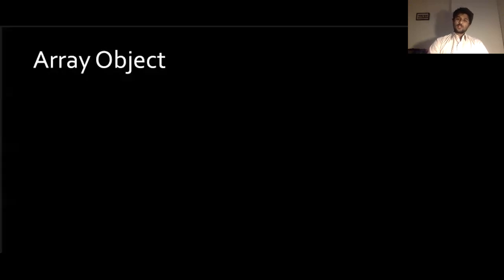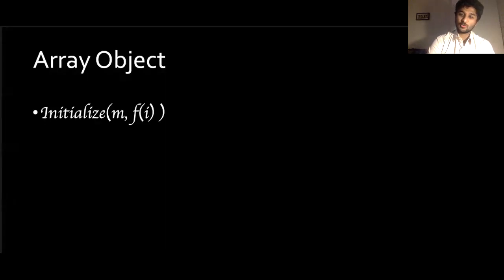What is the array object? It's a data object that supports three operations. The constructor, initialize(m, f), creates an array of m elements, also called locations or components, which are indexed from 0 to m-1. The ith element's value is initialized to f of i. Here, f can be any simple function that takes constant space to store and constant time to compute. A common choice is f of i equals 0 for all indices i.